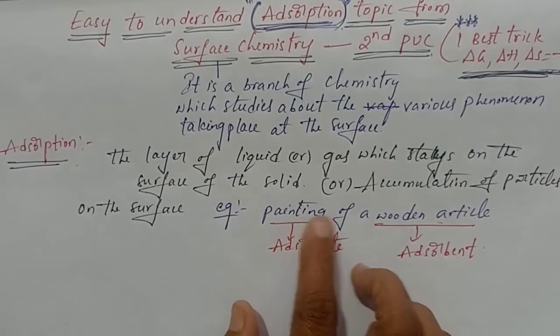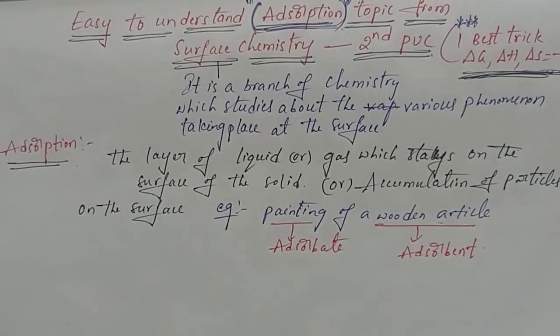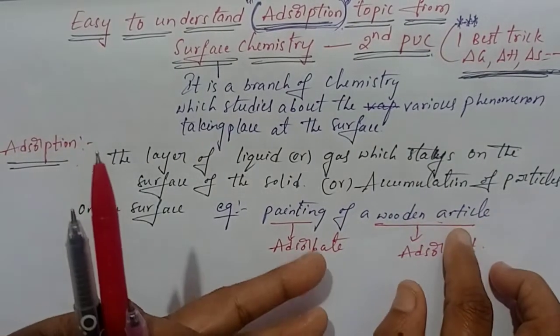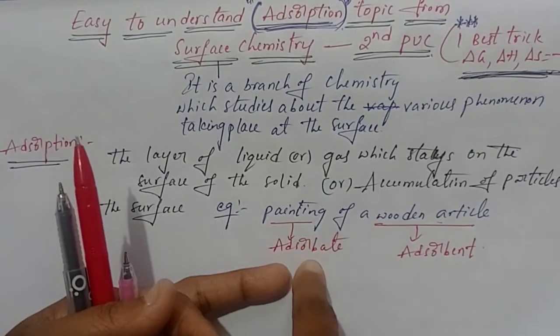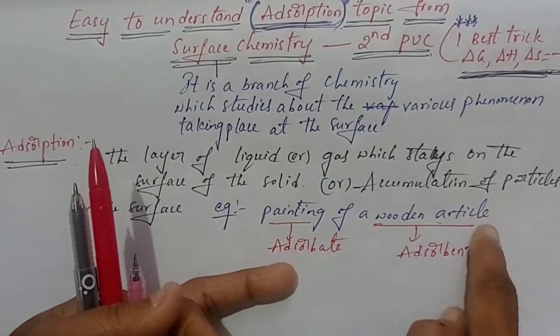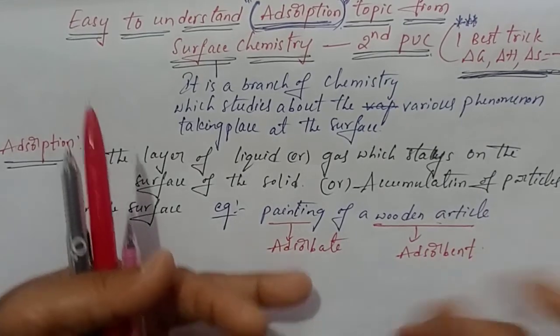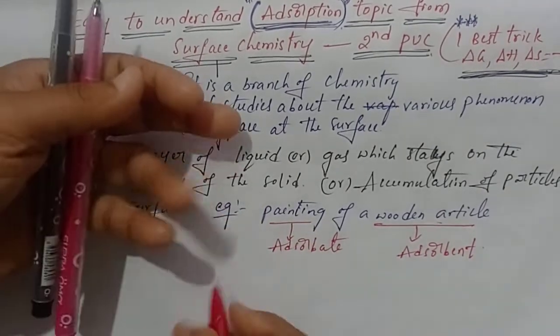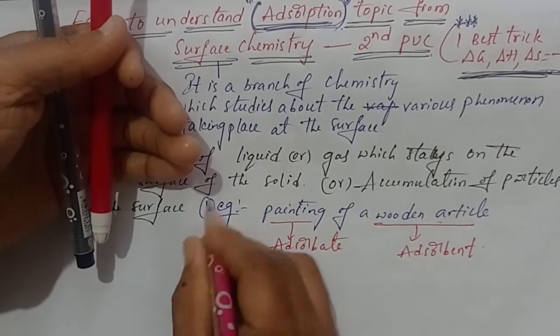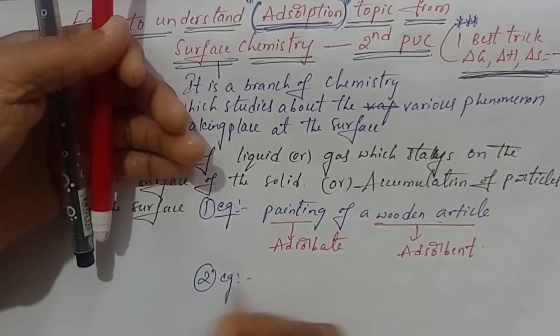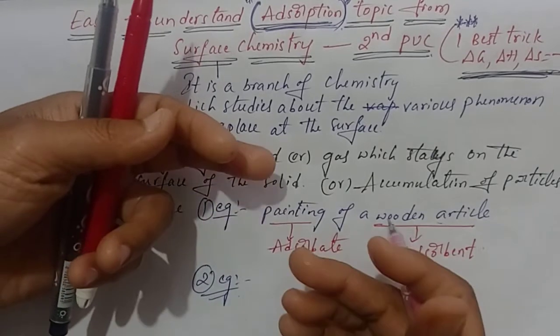And see here, painting of a wooden article. In this painting, students, the painting is acting as the adsorbate and the wooden article is called the adsorbent. Or we can take another example: example 1 was this, and example 2 is the settling of a layer of dust particles.